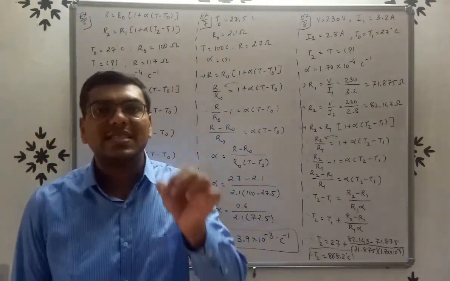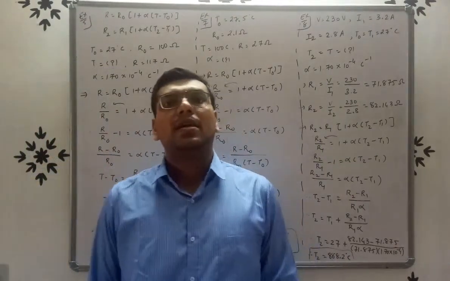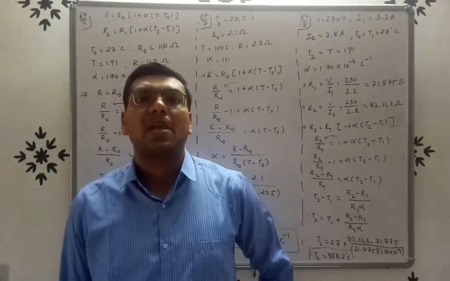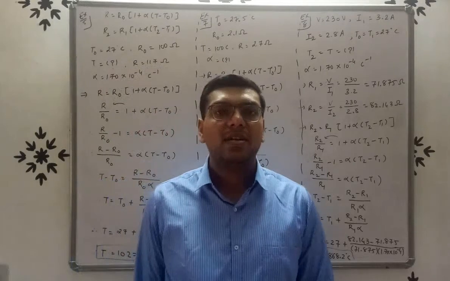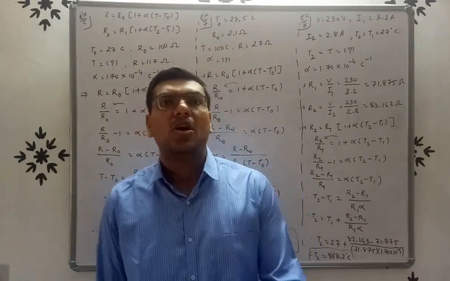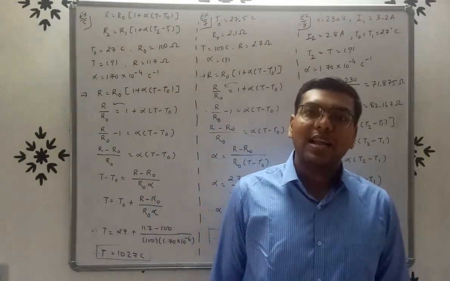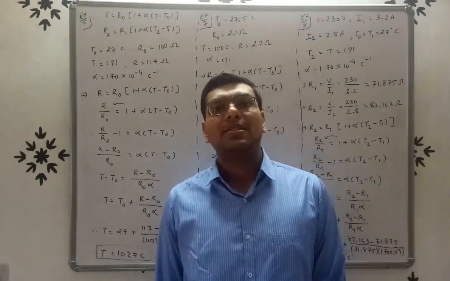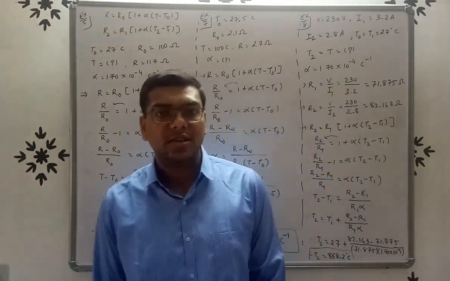We have to simply remember the formula R2 is equal to R1 into 1 plus alpha into T2 minus T1, or you can say R is equal to R0 into 1 plus alpha T minus T0, right?